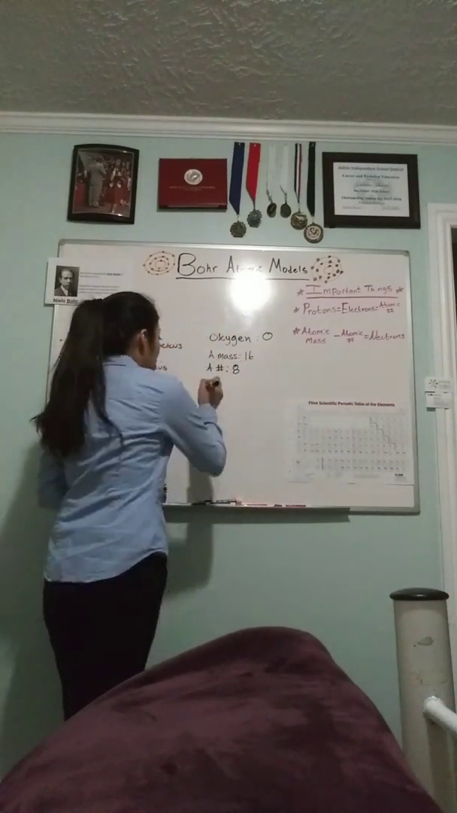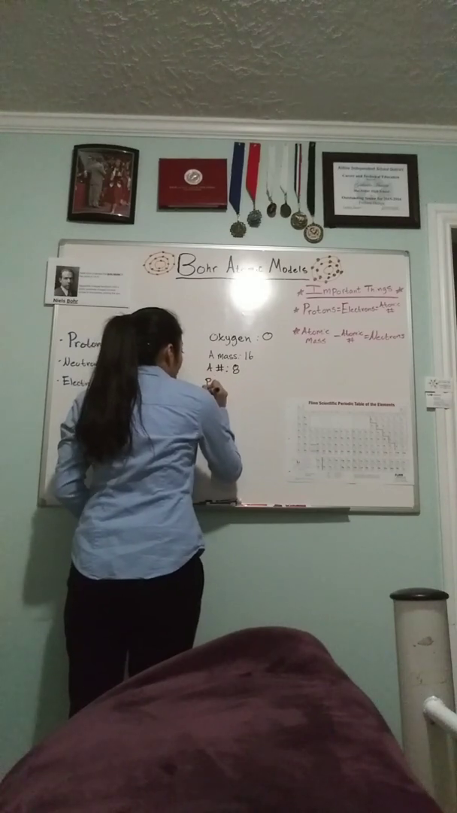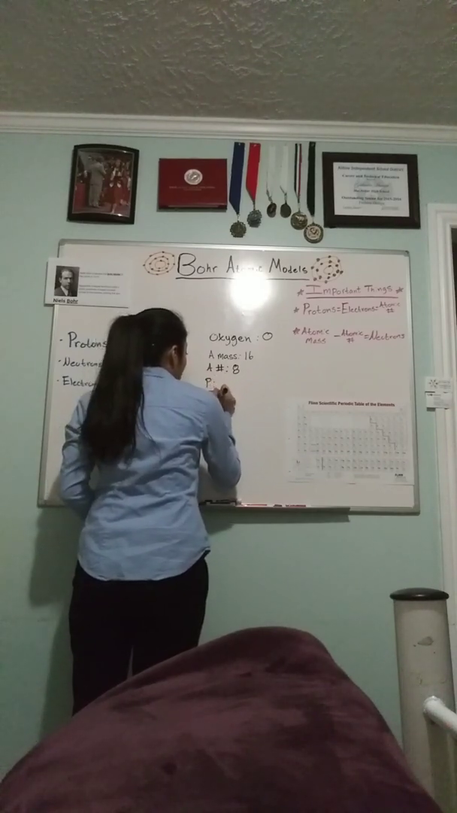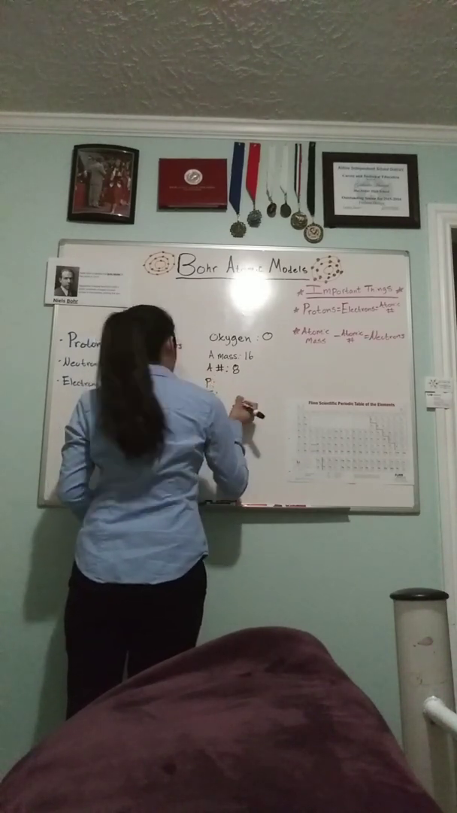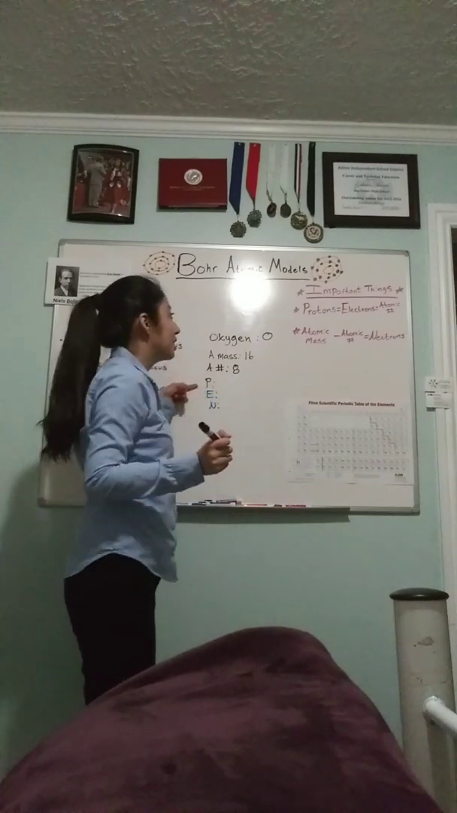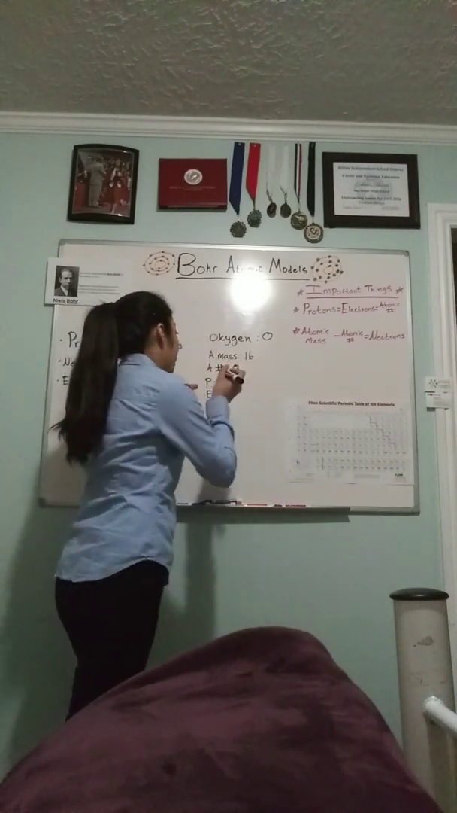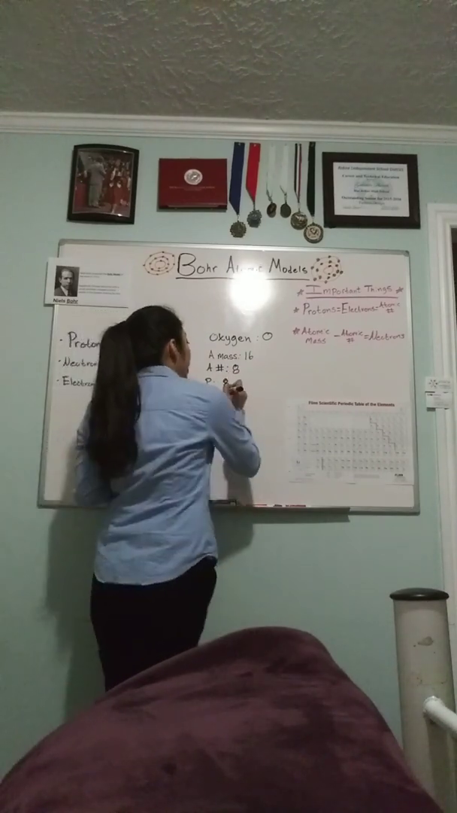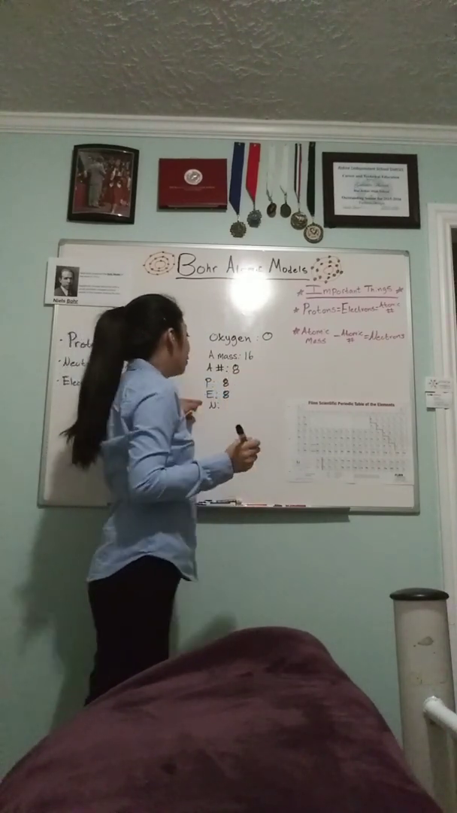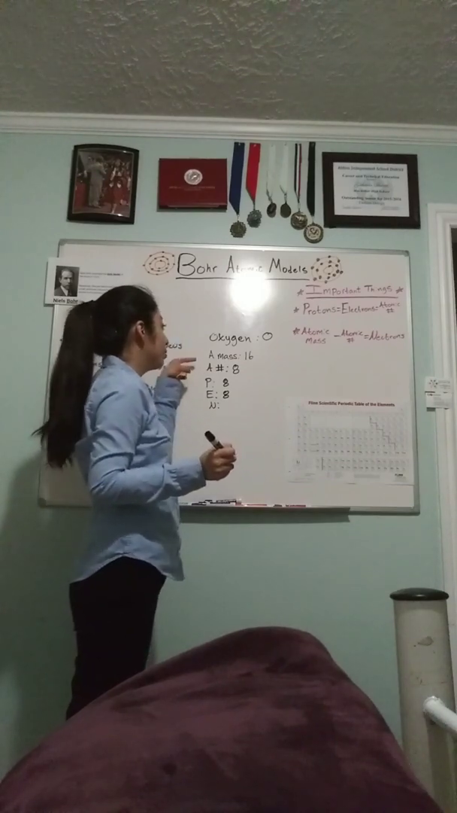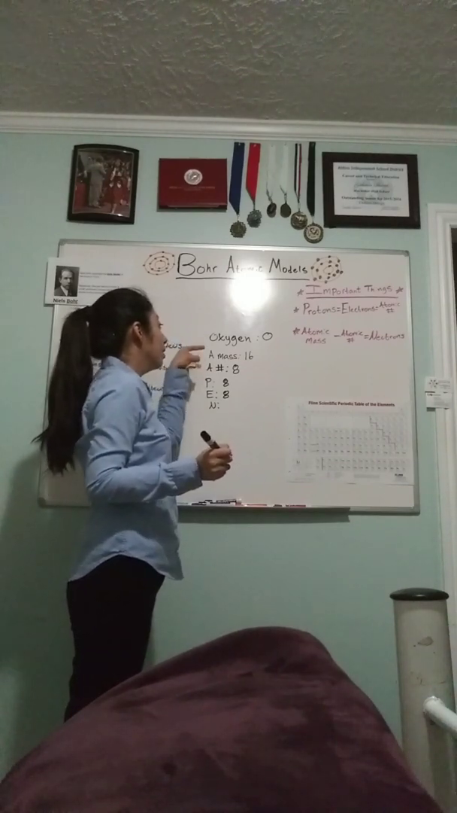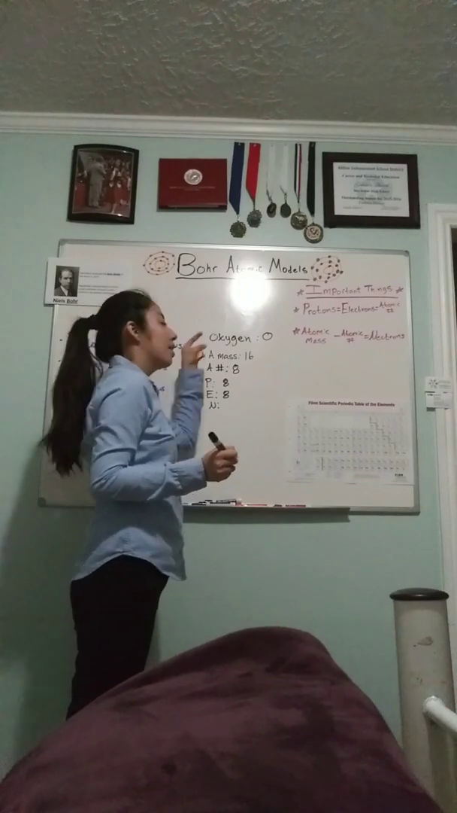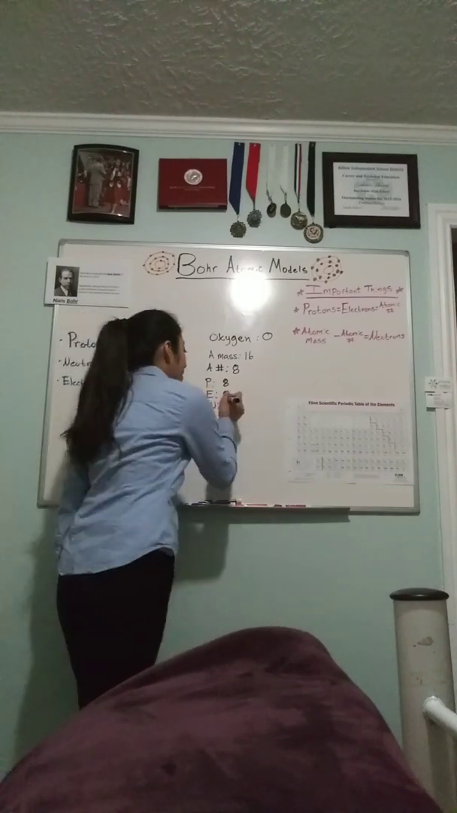Let's look at protons. P for protons, E for electrons, N for neutrons. Protons is the same thing as atomic number, so it would be 8. Electrons, the same thing as atomic number. It would be 8. And for neutrons, remember you have to subtract the atomic number from the atomic mass. 16 minus 8, it's 8.